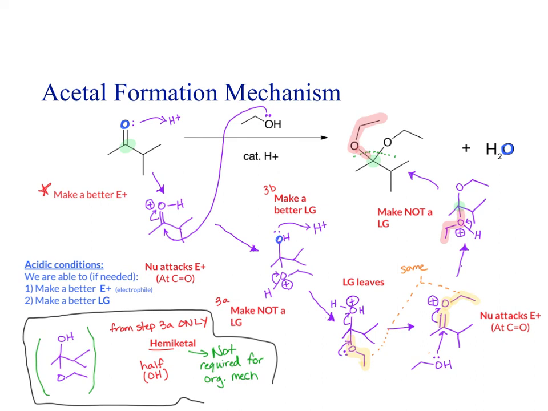So just as a review, notice that this mechanism has 6 different steps. And that's with combining step 3, which is technically 2 steps, into 1 step. So it is kind of long. But keep in mind also that we've seen every single one of these types of things before. Making a better electrophile, we know how to do. Nucleophile attacking electrophile, the carbonyl, we've seen that a lot. Making things not a leaving group, making things a better leaving group, and leaving group leaves. All those things are things we've seen before.